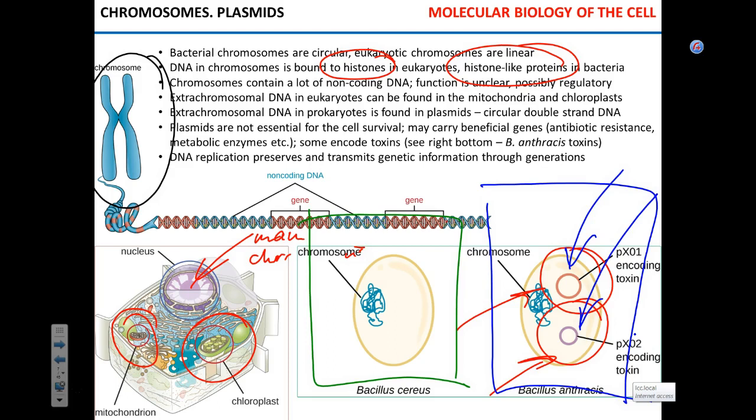Make sense so far? If you take a cell of Bacillus anthracis and remove those plasmids, this species will stop being pathogenic. Now, why did I mention antibiotic resistance on the plasmid? Imagine, so bacterial cells, can they exchange DNA?